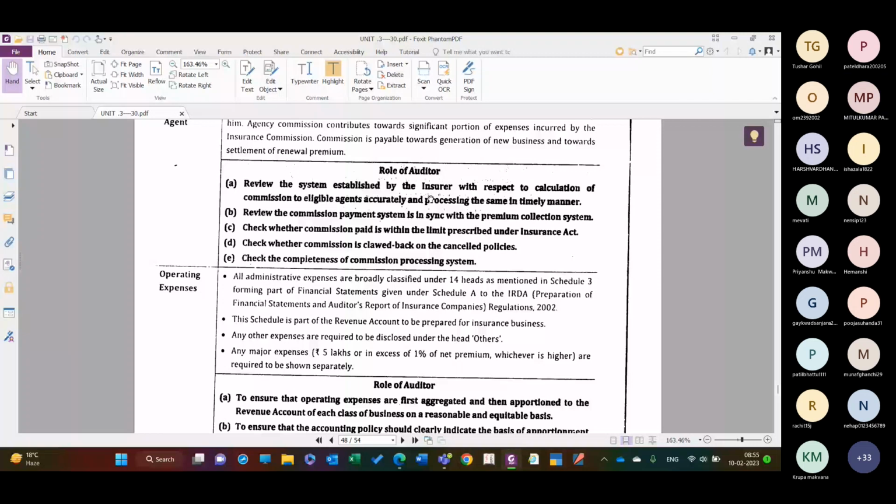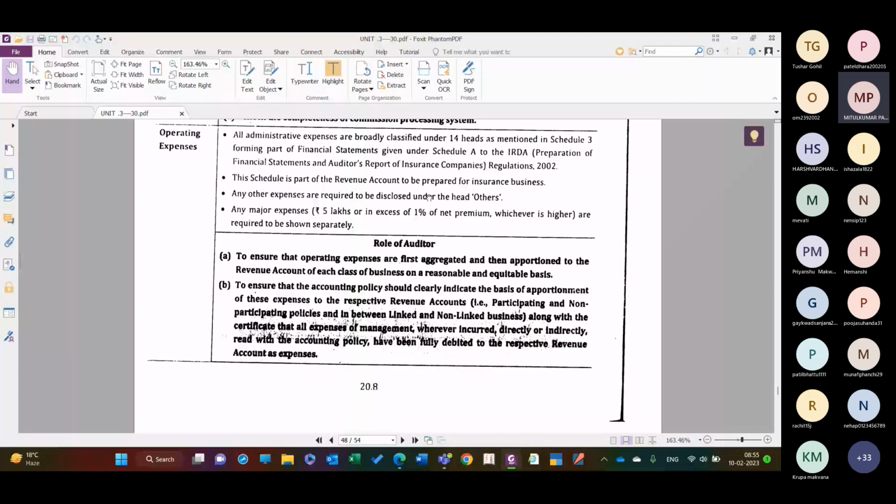Operating expenses, है ना. So all administrative expenses are broadly classified under 14 heads. I think you already learned at TYBCom in insurance accounts, right? So these administrative expenses have been classified under 14 heads, as mentioned in Schedule 3, forming part of the financial statements. So here the Schedule 3, which is a format of financial statement, is given under Schedule A to the IRDA preparation of financial statement and audit report of insurance company regulation 2022. तो उस हिसाब से ही operating expense classify होने चाहिए.